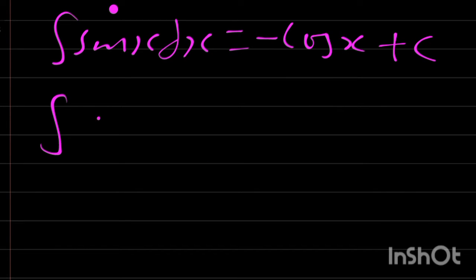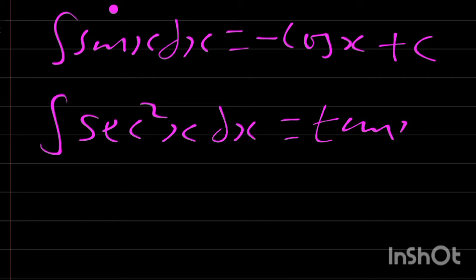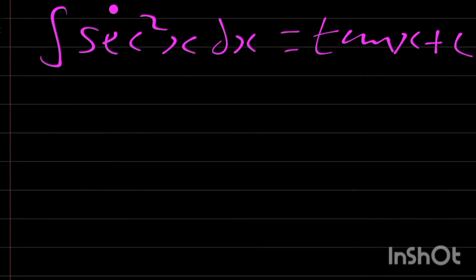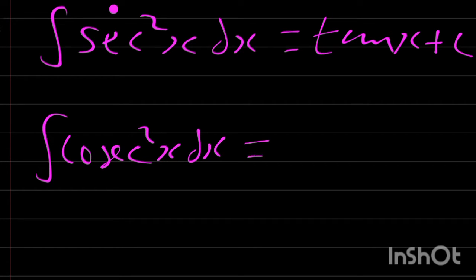Integration of sec square x with respect to x is going to be tan x, because if you differentiate tan x, it will give you sec square x. Let's also look at another one. Integration of cosec square x with respect to x will give you minus cot x plus c.